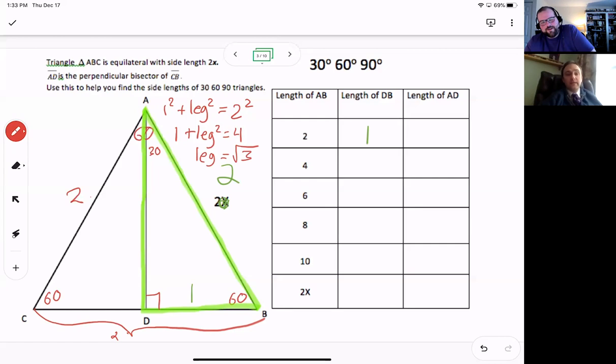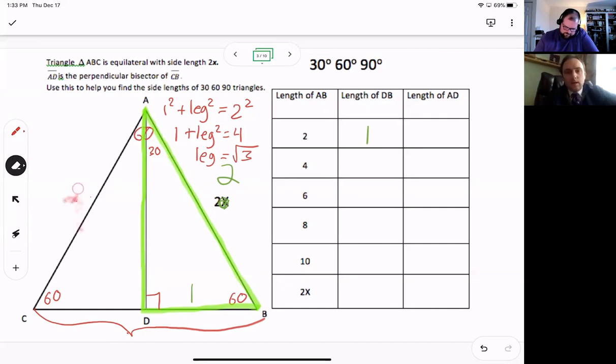Okay, so we got square root of 3. Could I call that 1 square root of 3? I think that would be pretty good. Okay, do you want to try the next number up? Yeah, so if AB is 4, then that means that DB is 2.